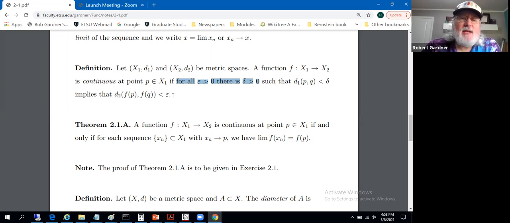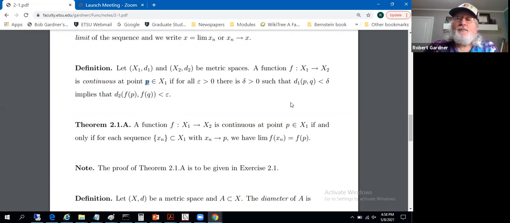All right, we fixed point P to start with. It comes from x sub 1. Think of it as a fixed point. Q is a point within delta of P. And both of these are points in x sub 1, so we measure them with metric d sub 1. So provided the distance from P to Q is less than delta, then the distance from f of P to f of Q is less than epsilon.